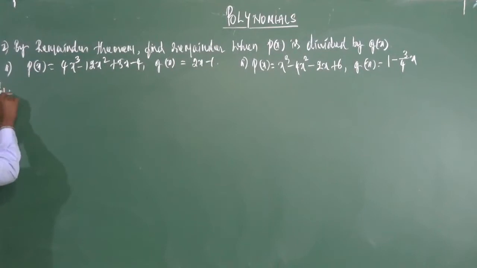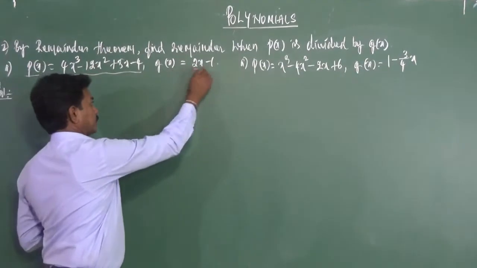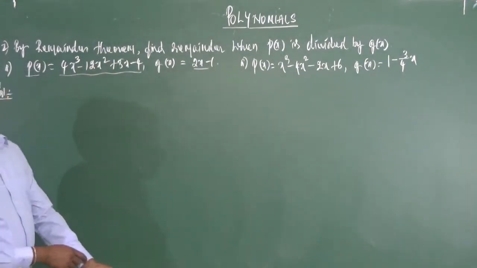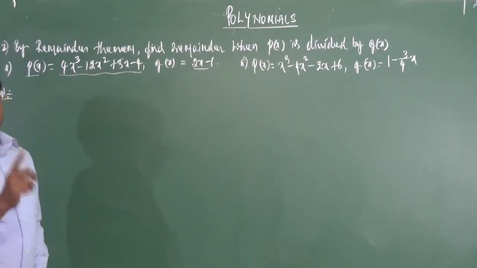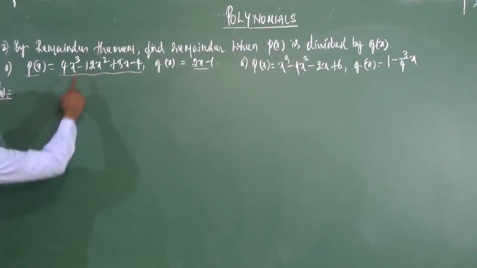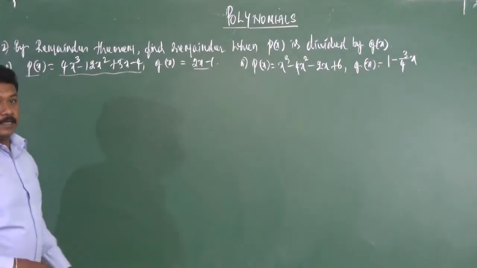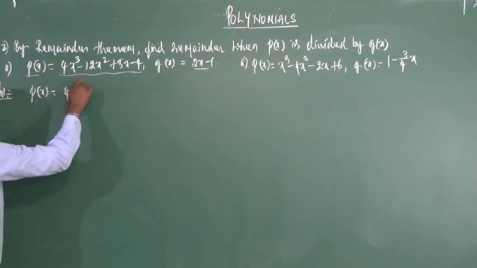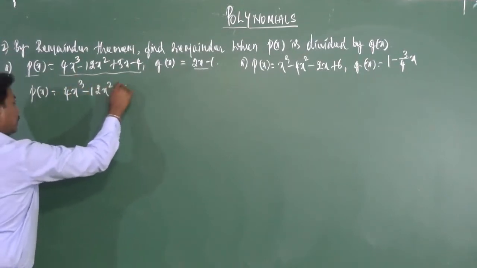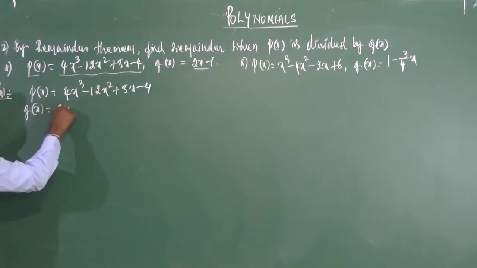So now, here, p of x is a polynomial, and g of x is the divisor. You have to check whether it is a linear polynomial or not, because remainder theorem is applicable only for a divisor which is a linear polynomial. So there is no restriction for p of x, but there is a restriction for the divisor. Divisor should compulsorily be a linear polynomial, right? So p of x is equal to 4x cube minus 12x square plus 5x minus 4. So now g of x is equal to 2x minus 1, it is given.